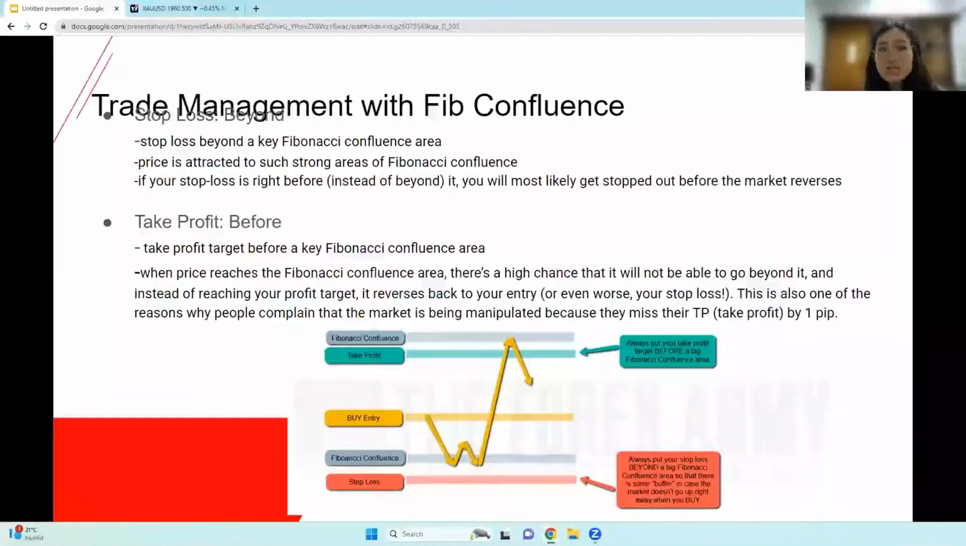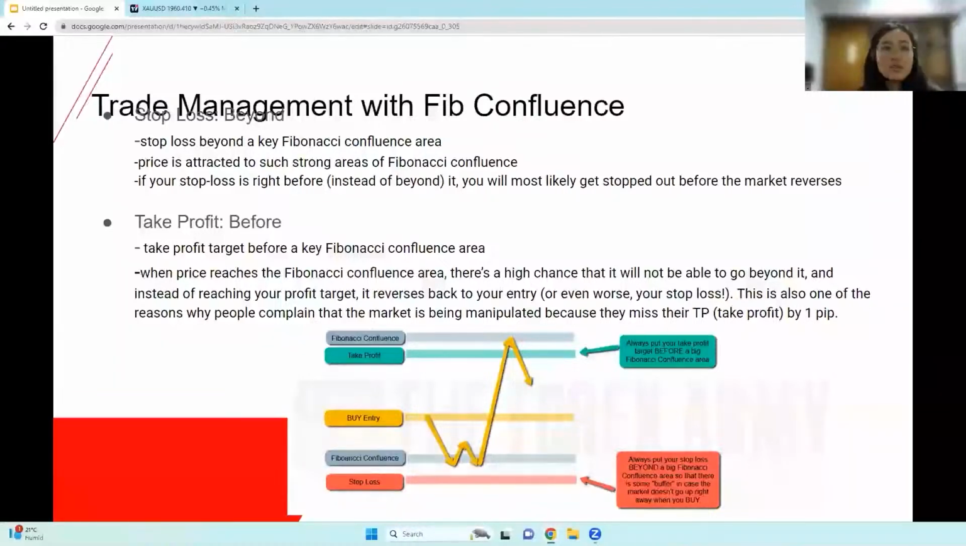So price is attracted to such areas of confluence, and if your stop loss is right before it instead of beyond it, you'll most likely get stopped out before the market reverses. So that's why people might wonder why they got stopped out right before the market starts to reverse and then complain about stop hunting.